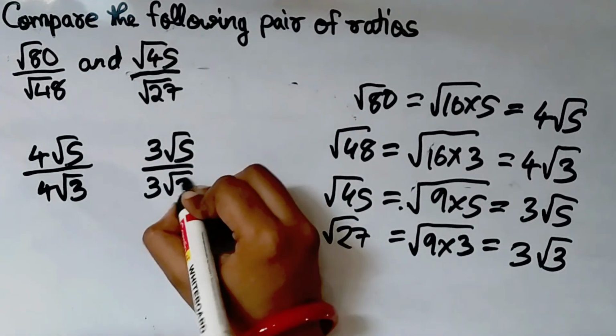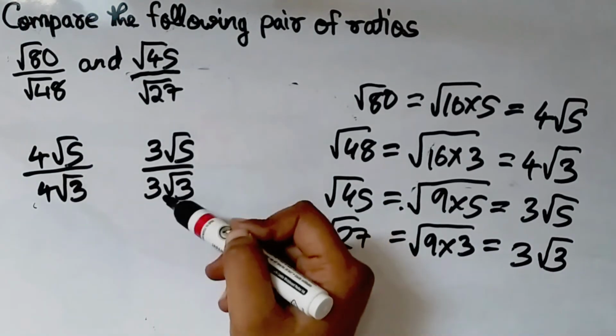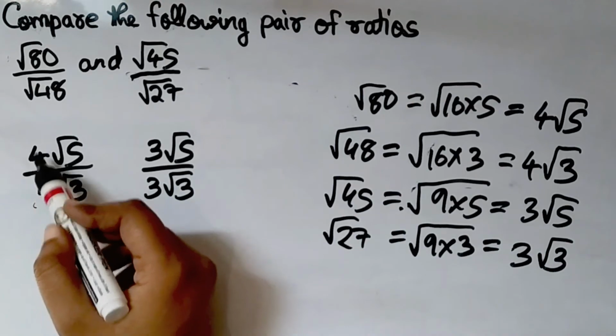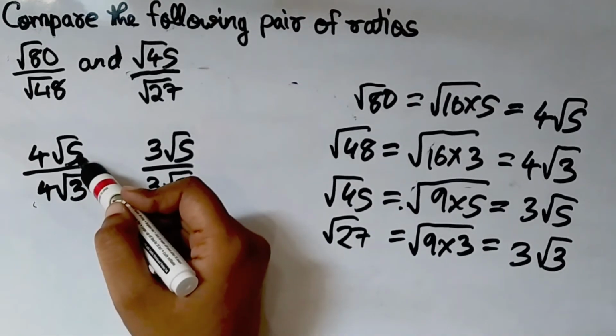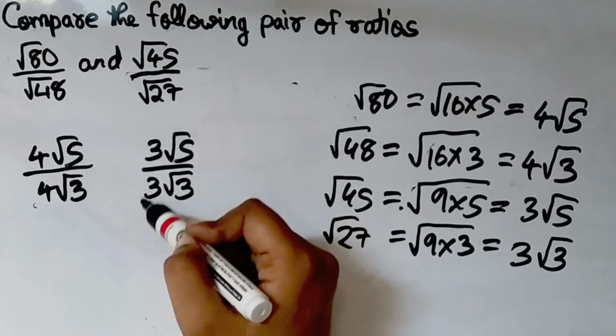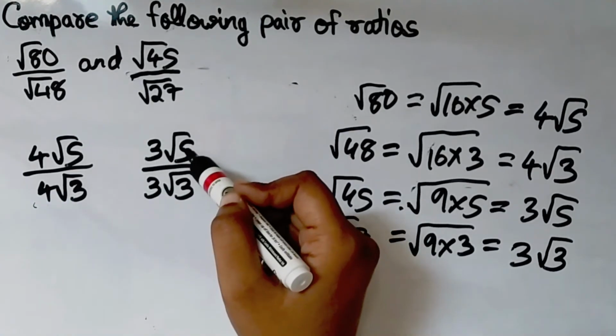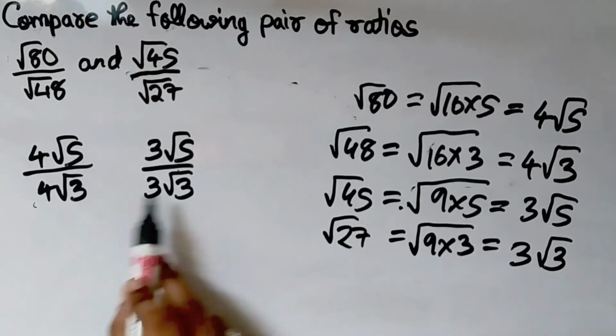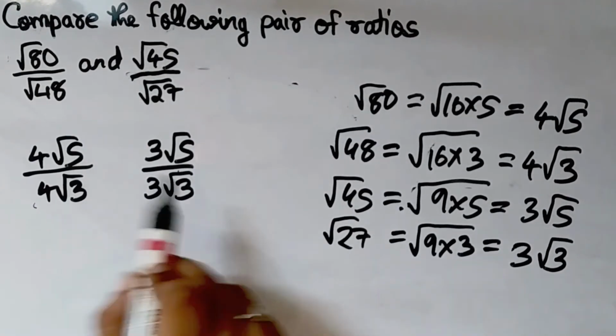3 root 3. From this itself you can see both the ratios are equal. Because the 4 gets cancelled and what remains is root 5 upon root 3, and here also we can cancel the 3 from numerator and denominator and we get root 5 upon root 3. By looking you can see that both the ratios are equal, but still we will use the rules.